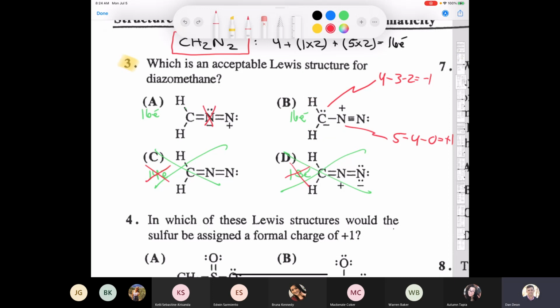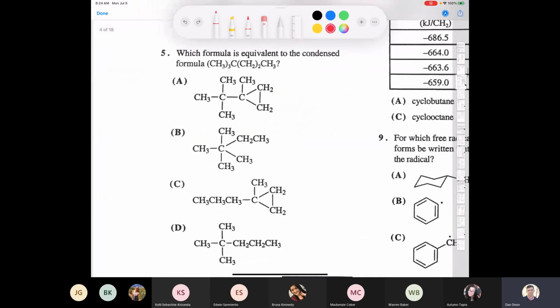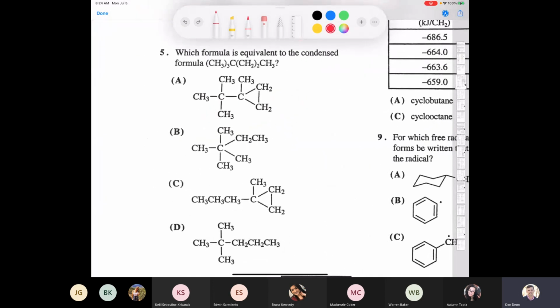Okay, after that one, let's go take a look at, what was the next one I had? It was number 5. Okay, so let's move down to number 5. Here we go. I think this is a question that most students would probably nail. I'll give you a second to look at it. It says, which formula is equivalent to the condensed formula here? It's just making a connection between a condensed formula and a partially condensed structure. If you have an answer, just throw it up. Don't be shy.